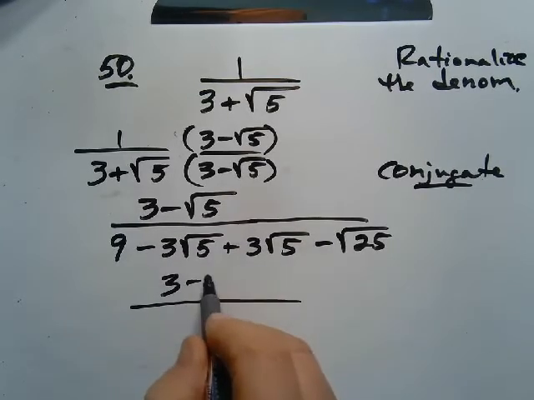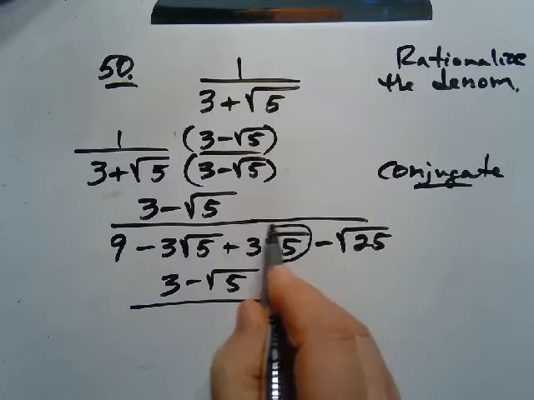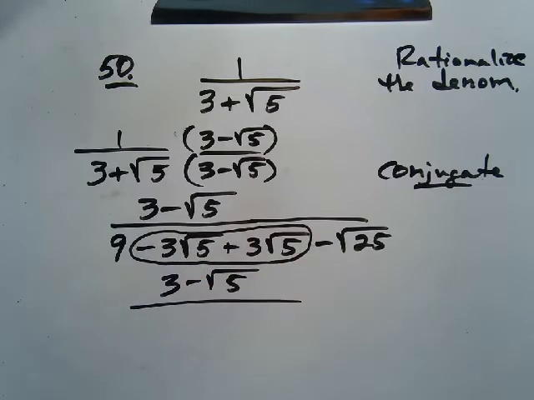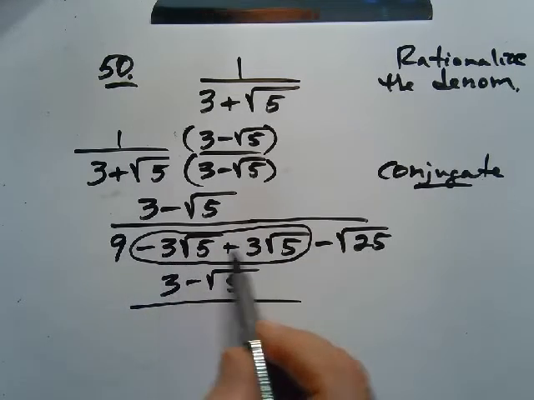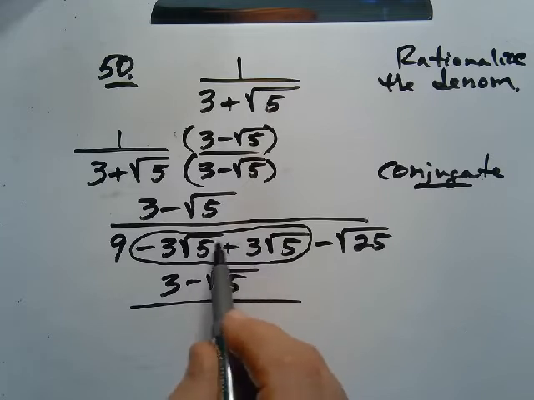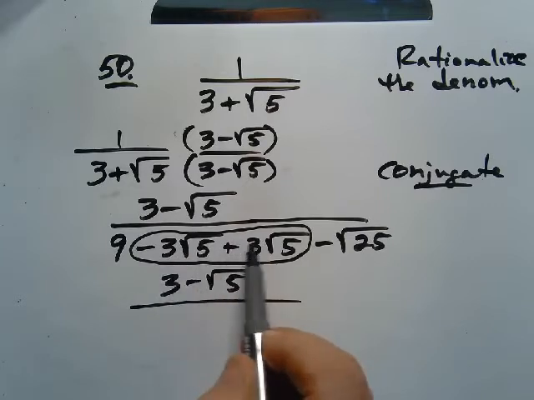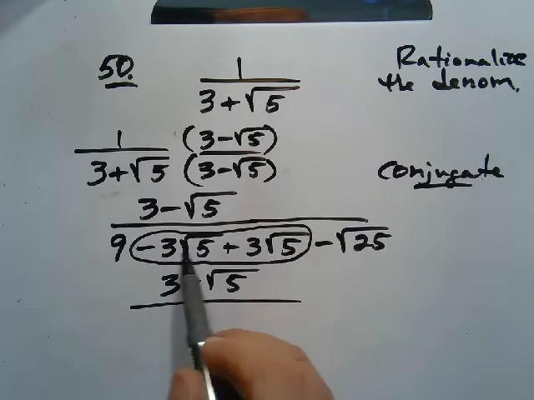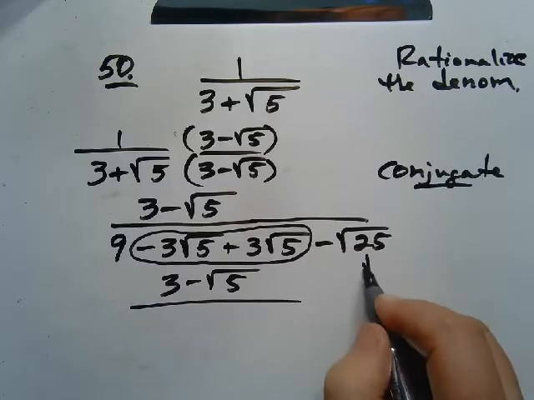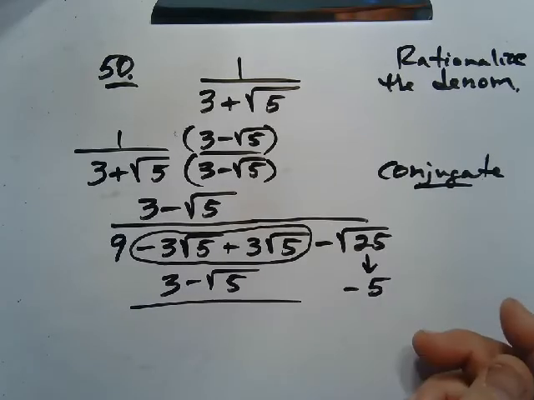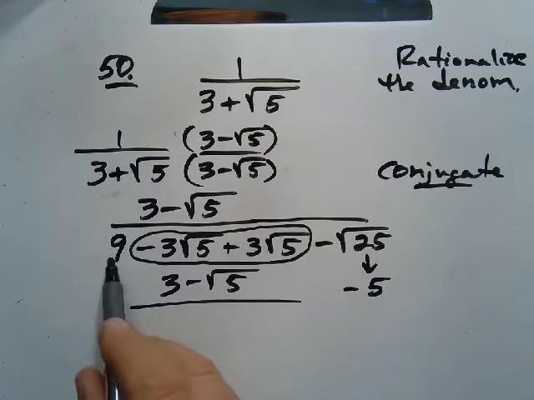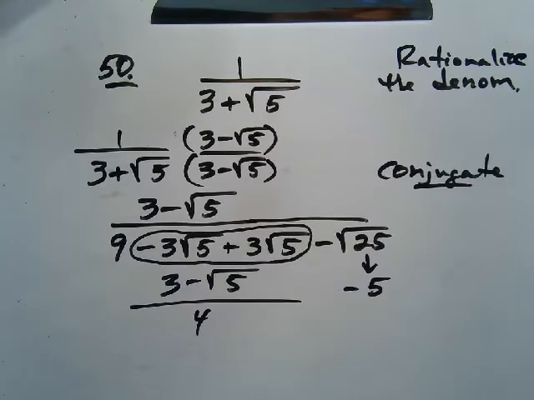So on the top, that doesn't change. On the bottom, these went out. And that's what we were hoping for. Remember, those middle terms disappear. In fact, I didn't even need to check those. Remember, if I know that this is a conjugate, those middle terms are going to go out. And of course, this is just negative 5. All right? So 9 minus 5 is 4. My answer should be 3 minus root 5 all over 4. Now the denominator is rationalized, and I'm all done.